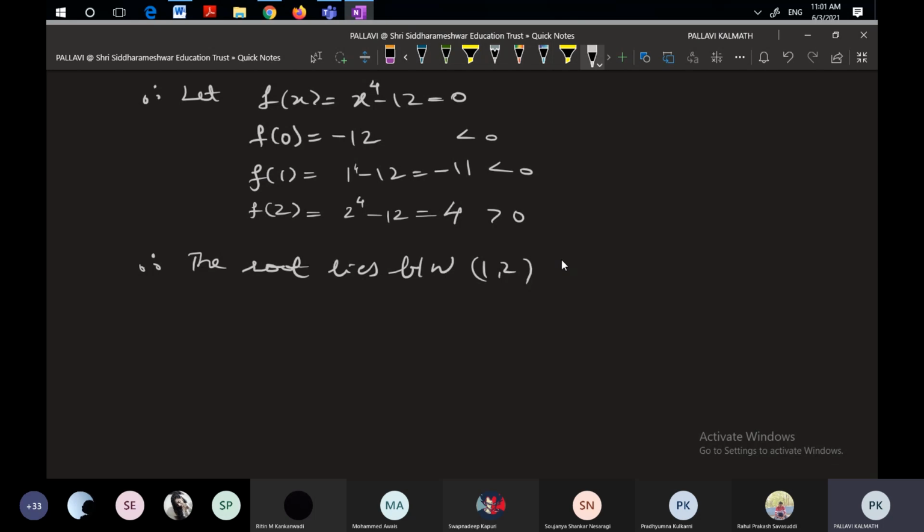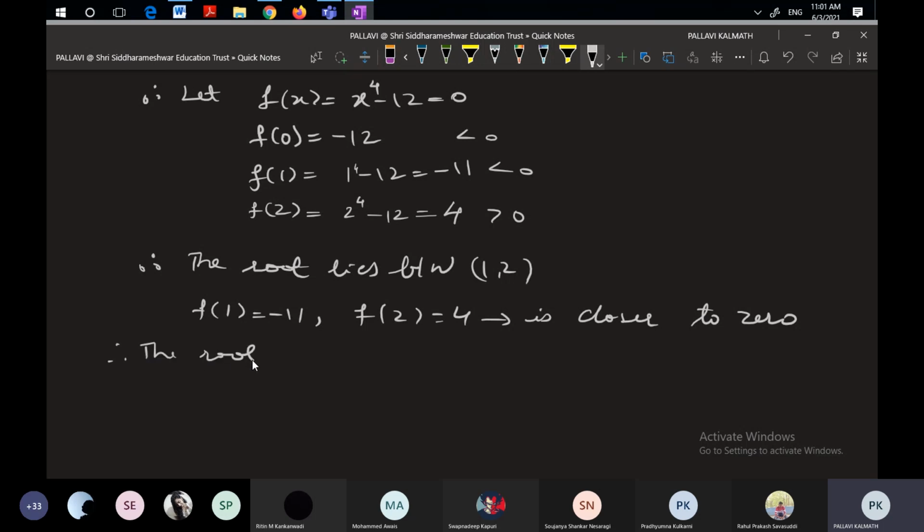Okay, so as we have f of 1 equals minus 11 and f of 2 equals 4. As f of 2 equals 4 is closer to 0, therefore we say the root lies in the neighborhood of what? NBD stands for neighborhood. Neighborhood of what? 1 or 2? 2. Okay, neighborhood of 2. 2, ma'am.